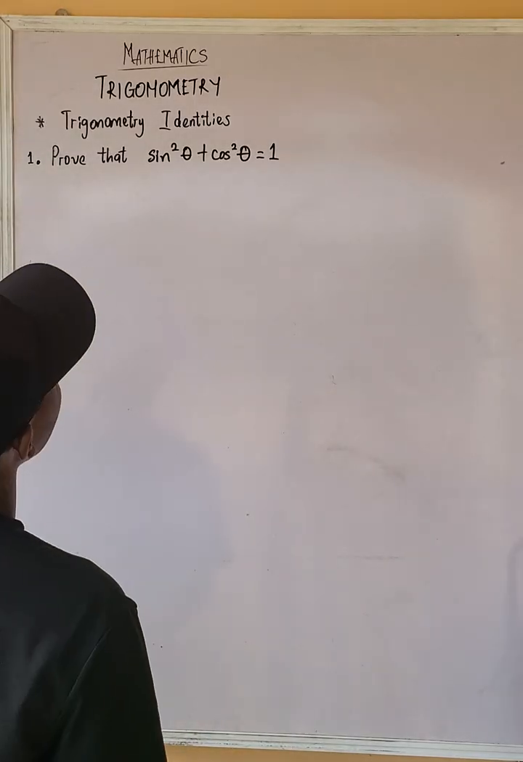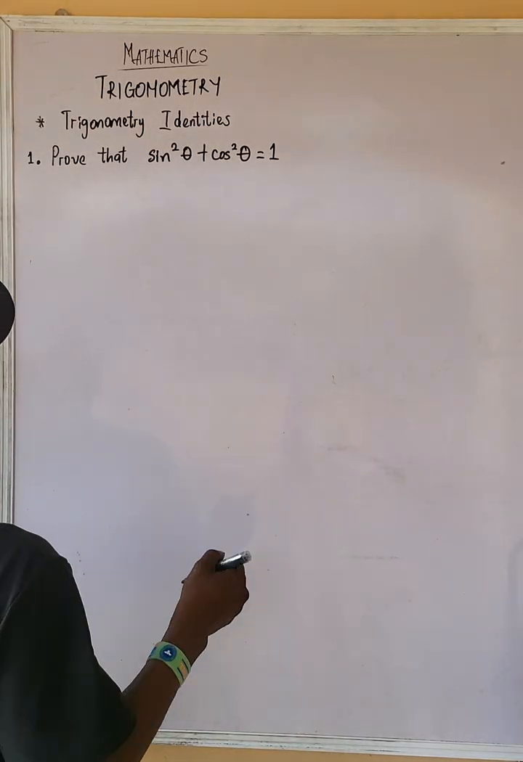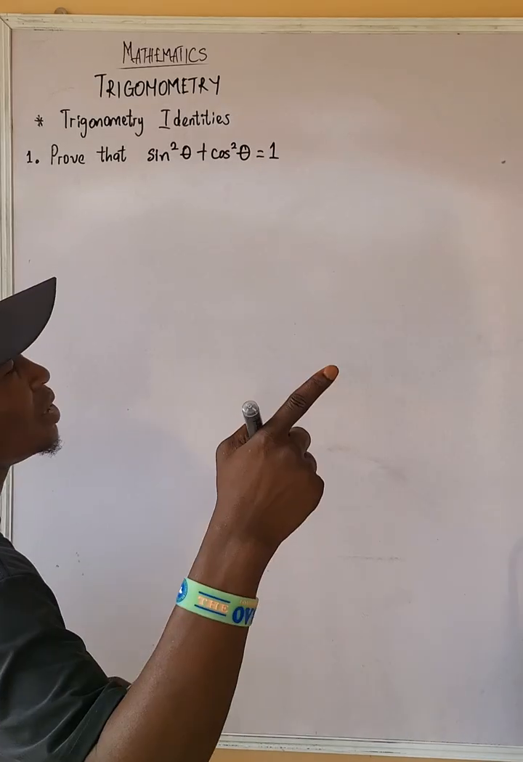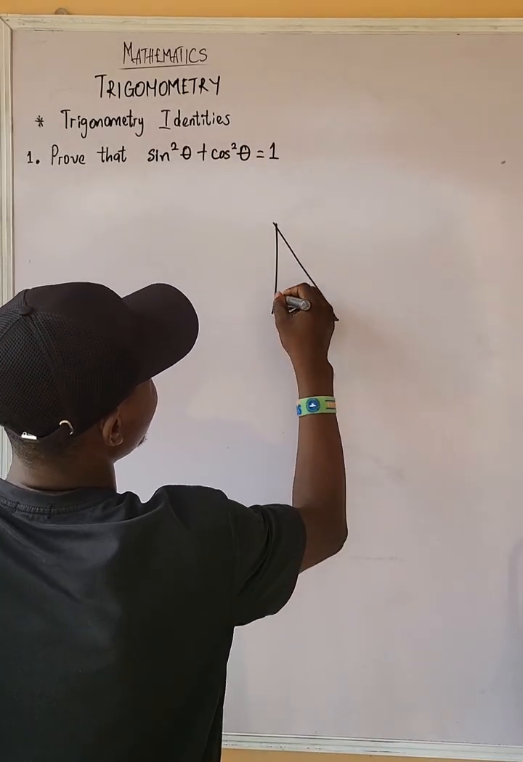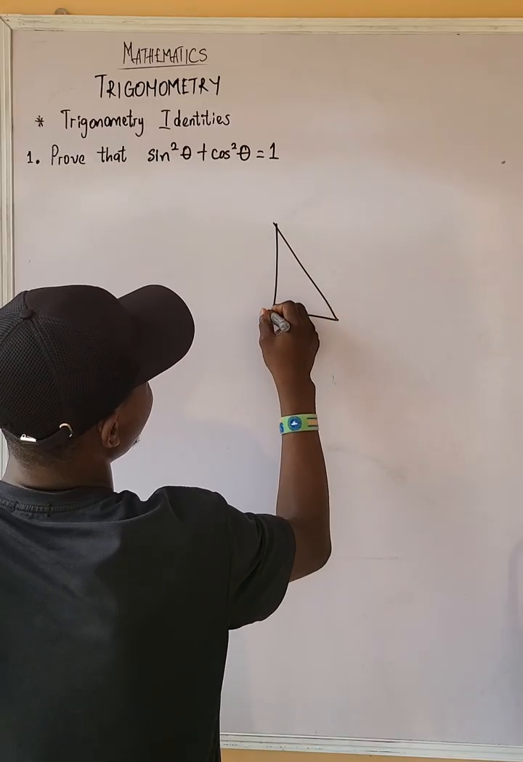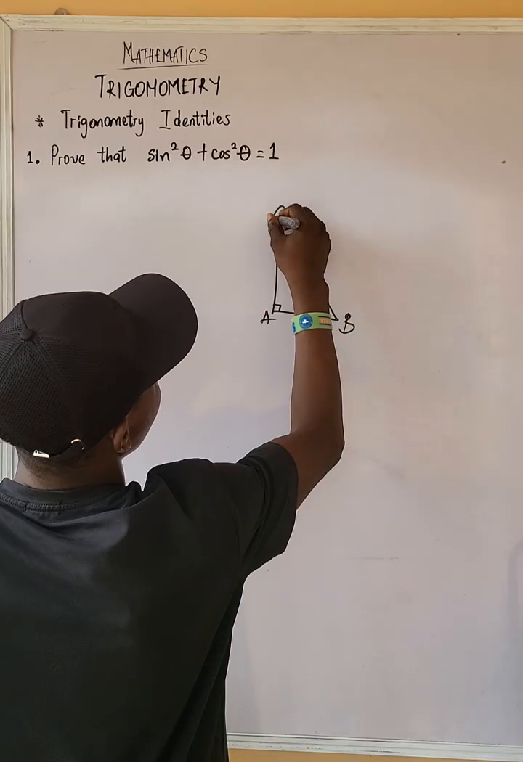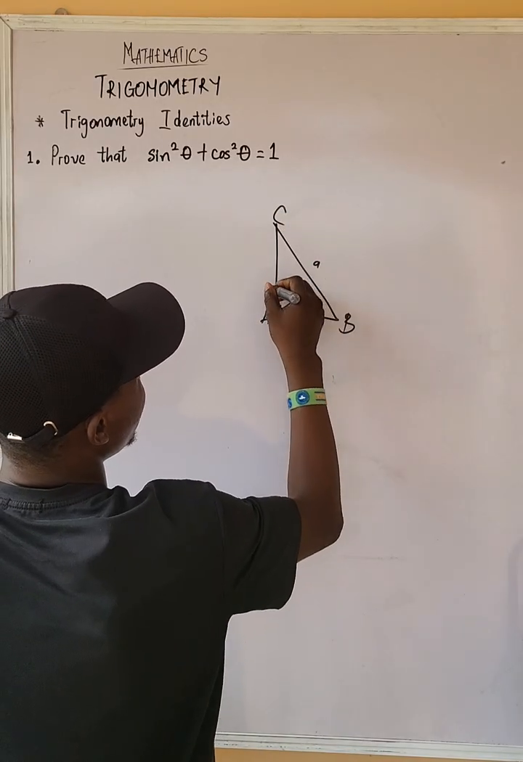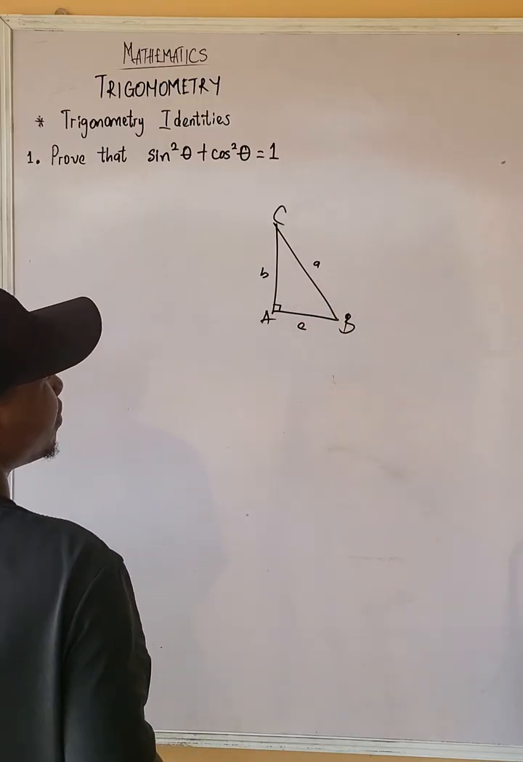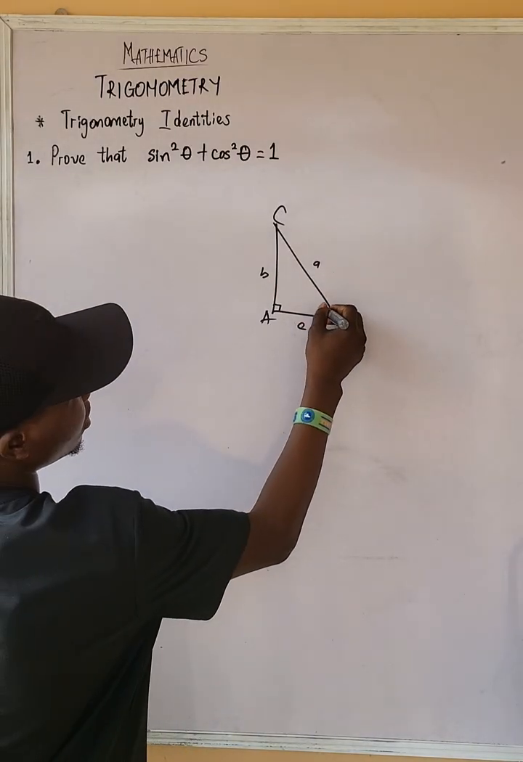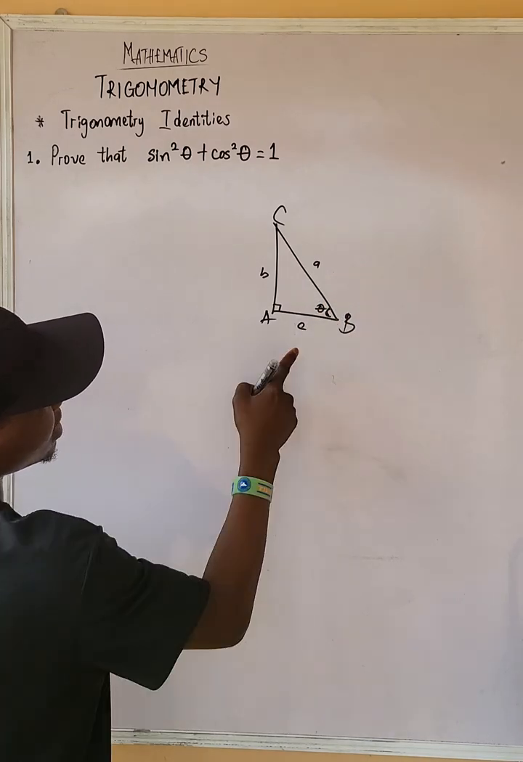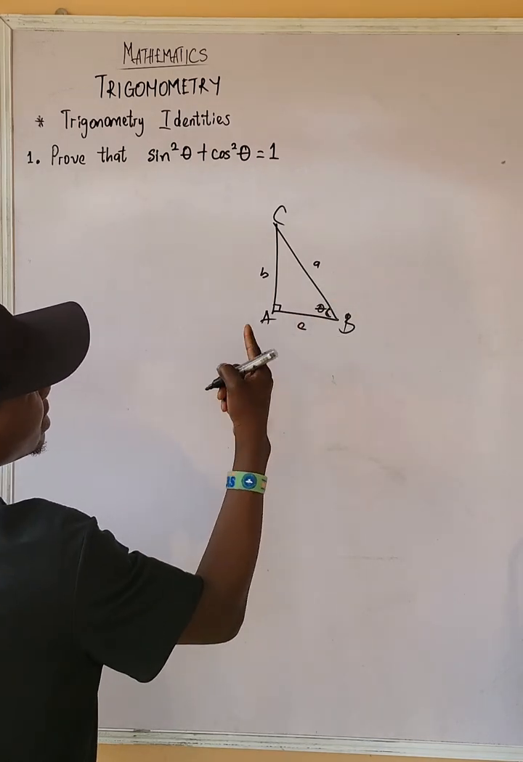Now, we're told to prove that sine squared theta plus cos squared theta equals 1. The first thing we have to do, from the right angle triangle we did, let's just write it out. We said here is A, here is B, here is C. So this side is small a, here is small b, here is small c, right? Now, let's say here was theta, and we said sine theta is what? B over a. Sine is B over a.